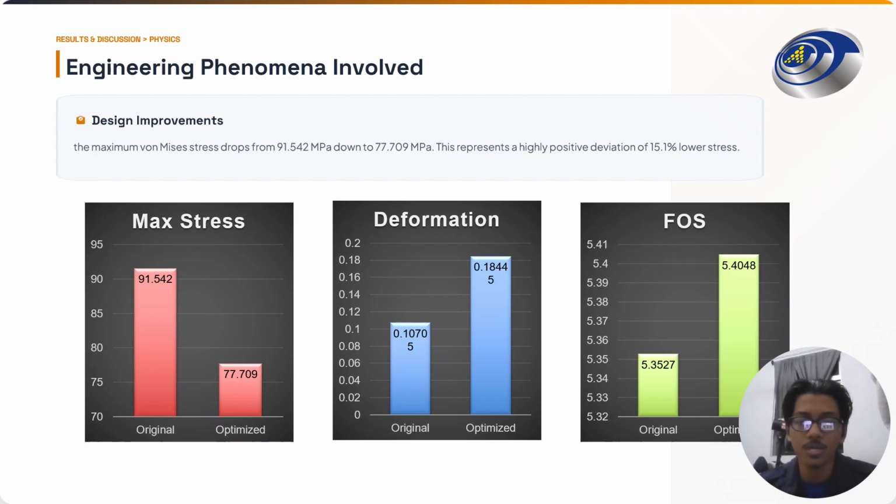And the thing that we are going to look at is the factor of safety. It increased by 0.1, which is a great success for us because we successfully reduced the material in our design while maintaining a better factor of safety for the crash beam. And this translates to 15% lower stress on our crash beam.